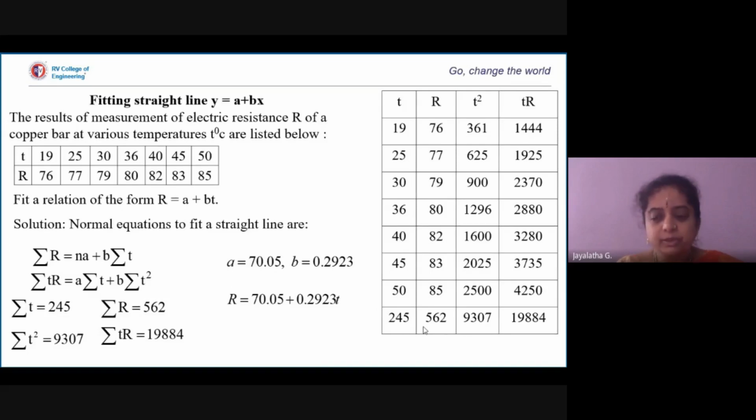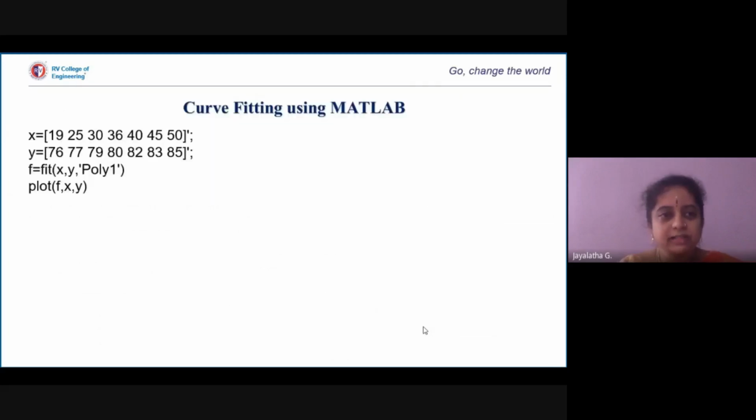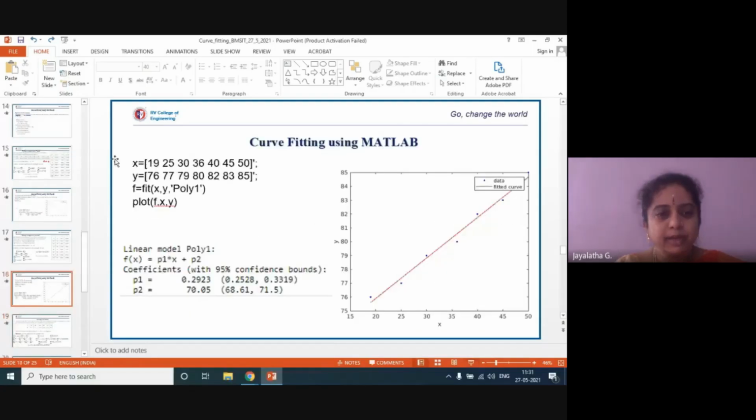I'm taking this up so that you will learn the software also simultaneously. This you would have learned in the class. Again, it's a straight line fit for different data. The procedure remains the same. So you have X, you give these values with a prime, which will make it a column vector. Similarly Y, another column vector. And the syntax for curve fitting is fit X comma Y comma, since it's a straight line again, poly1. And you need to plot f of X comma Y.